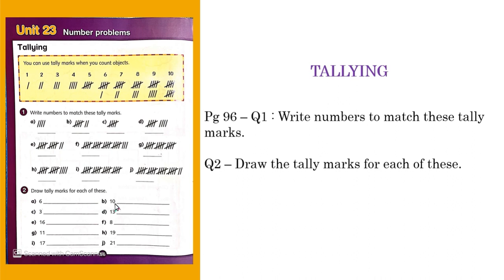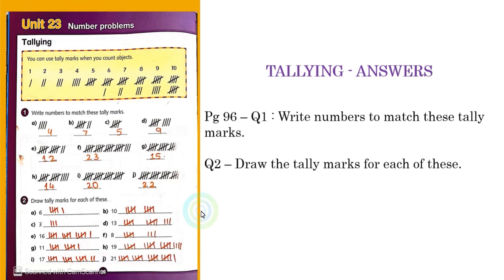Number B. Do it on your own. Again, 10. 10s can be 2 5s together. So you go 1, 2, 3, 4, and cross is 5. And again, 1, 2, 3, 4, and cross at 5.